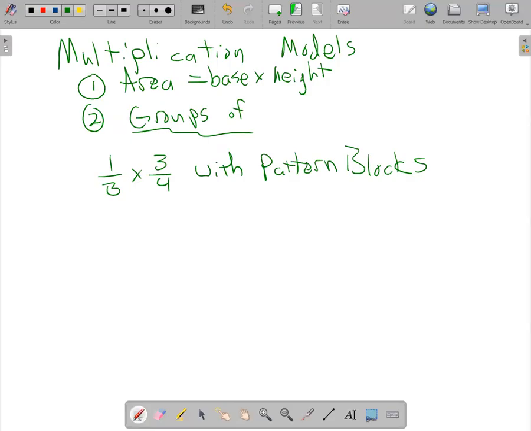We have two different ways to model multiplication. We could look at it as an area, or we could look at it as groups of. And I'm going to go for the groups of with pattern blocks. So with pattern blocks, I want to be able to demonstrate what is 1/3 groups of 3/4. Let's grab some pattern blocks and give it a try.